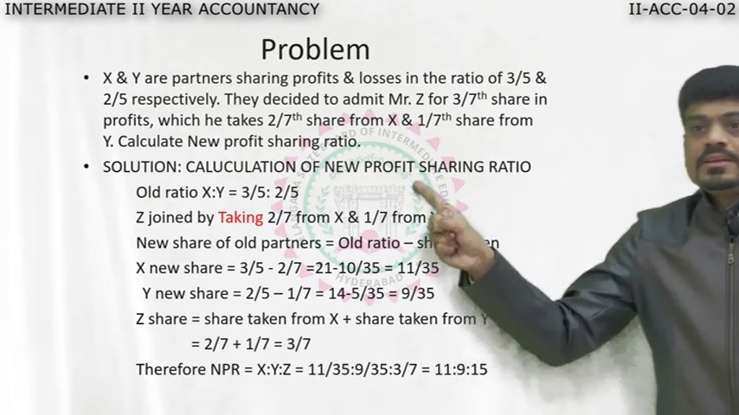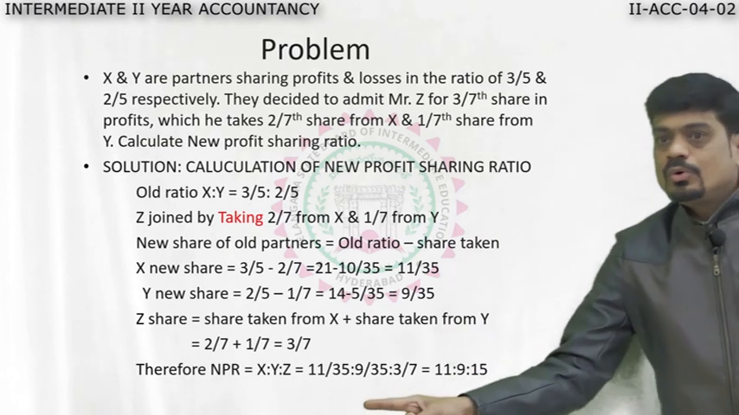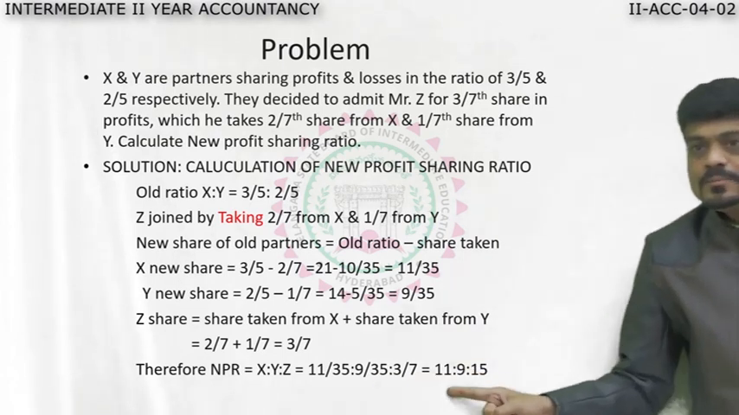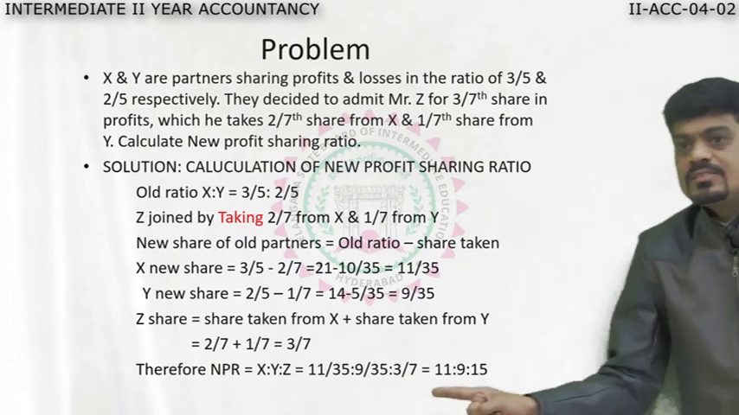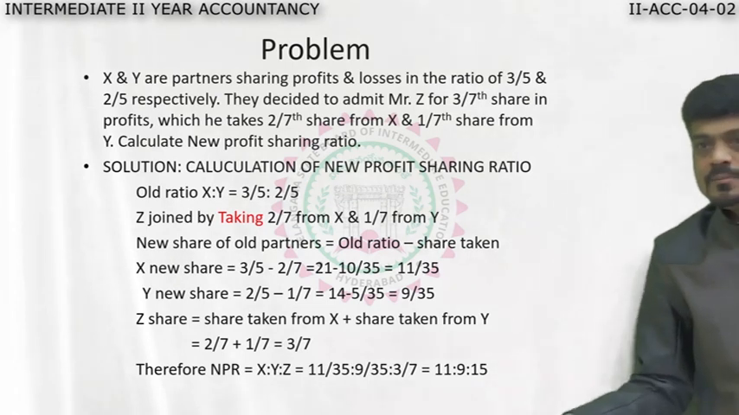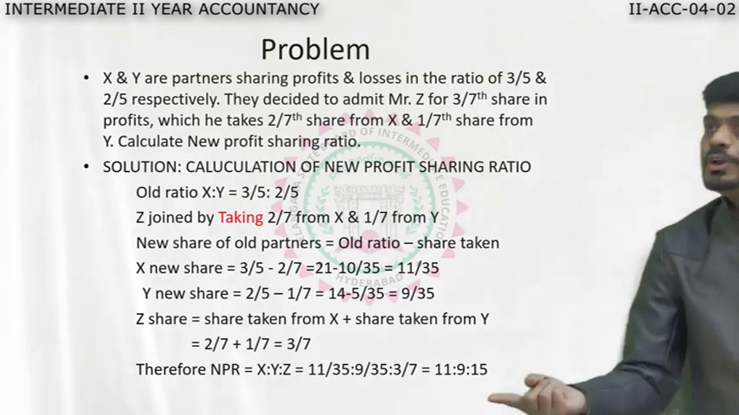3/7. Like that we got the new ratio. So therefore the new profit ratio is 11/35, 9/35, 3/7. Sir, I want to further simplify. You can do it. So 35 is the LCM, with 11 and 9 over the denominator 35.